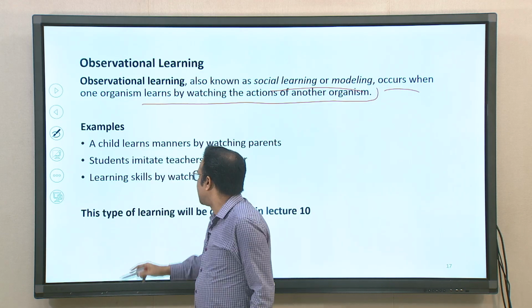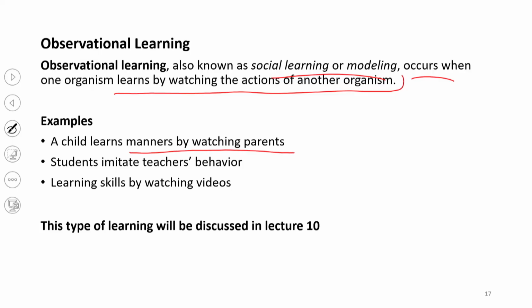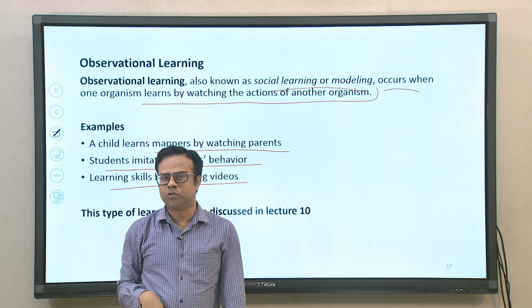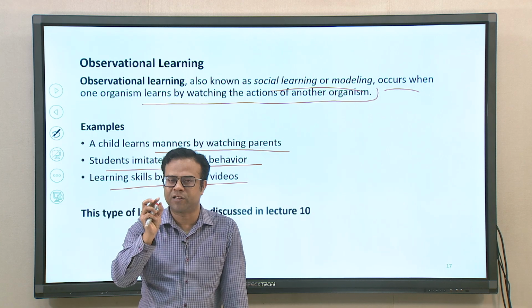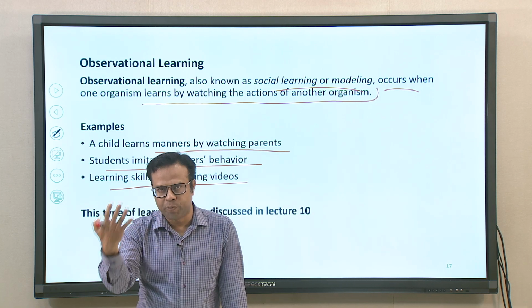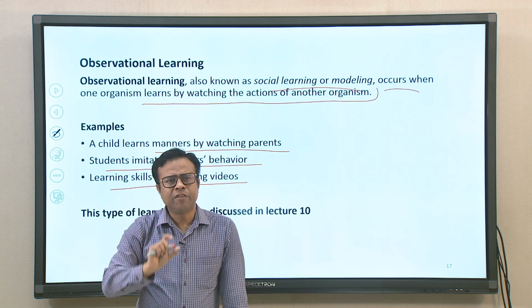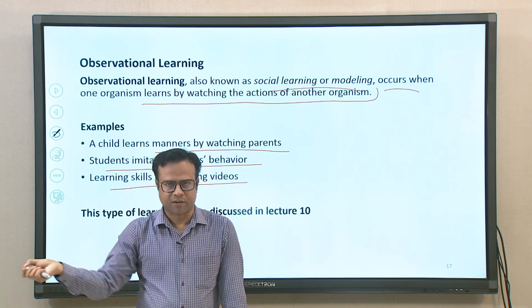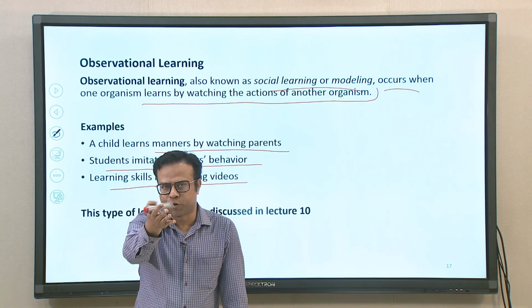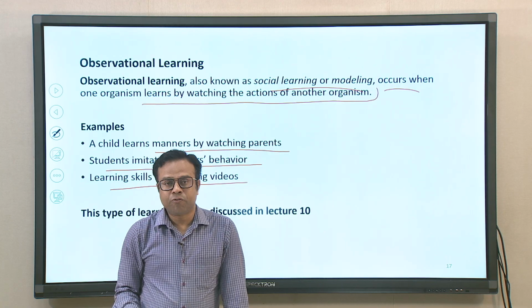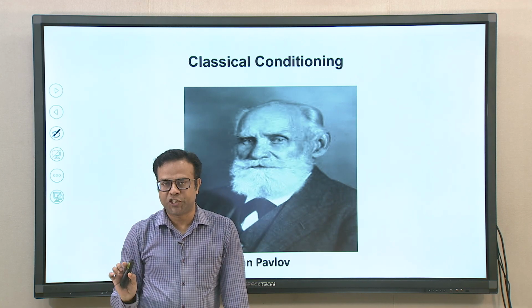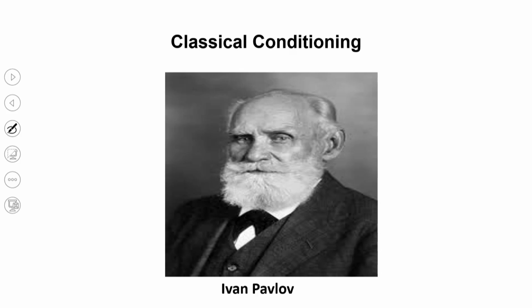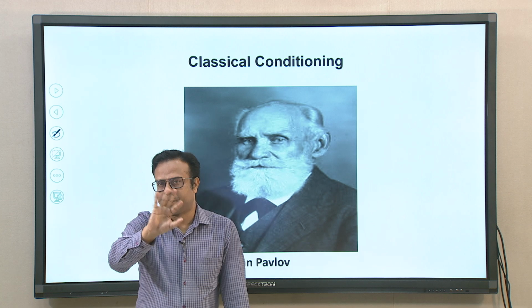For example, a child learns manners by watching parents, a student imitates teachers' behavior, learning a skill by watching videos and so on. So, you are just observing others and you are learning things. These are called observational learning, and it is more important in the human context. Now, this learning we will talk about more in lecture number 10. The last lecture of the same module will be devoted to observational learning. Today's lecture will be specifically focusing on classical conditioning, which is a type of associative learning. So, we learn by association.